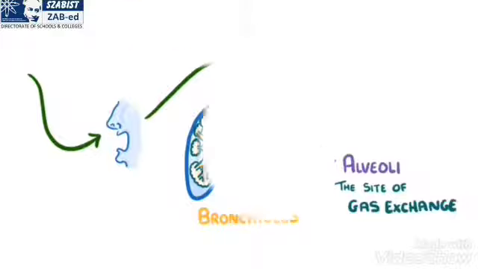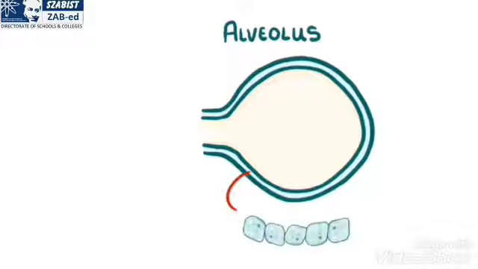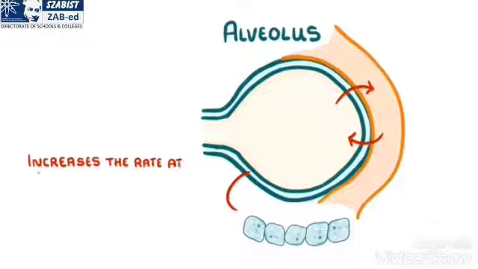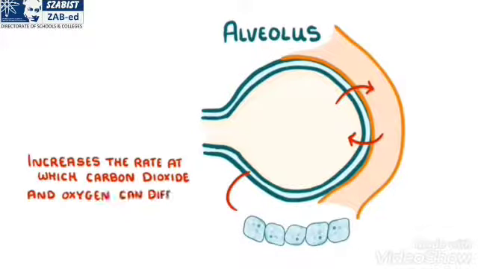Let's have a closer look at a single one of the alveoli, which we call an alveolus. The first thing to notice is that the alveoli are made up of just one layer of very thin cells, just like the blood capillaries that they're next to. This creates a really short diffusion pathway, which increases the rate that carbon dioxide and oxygen can diffuse across.